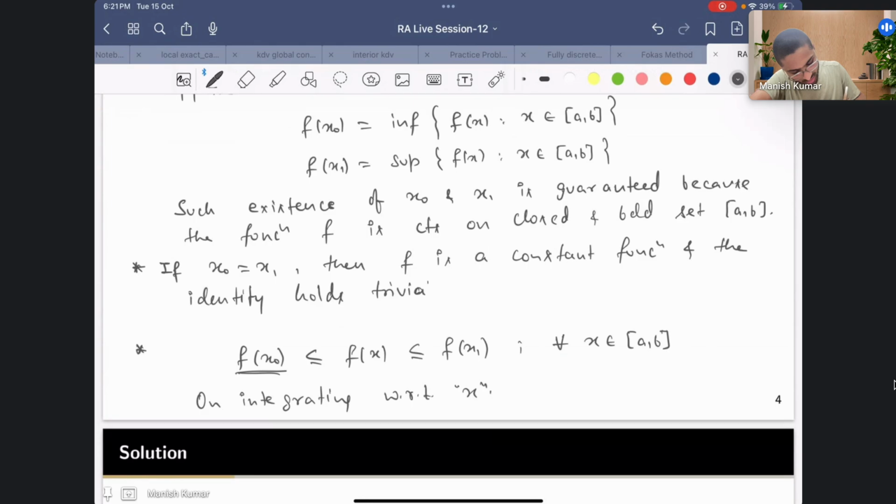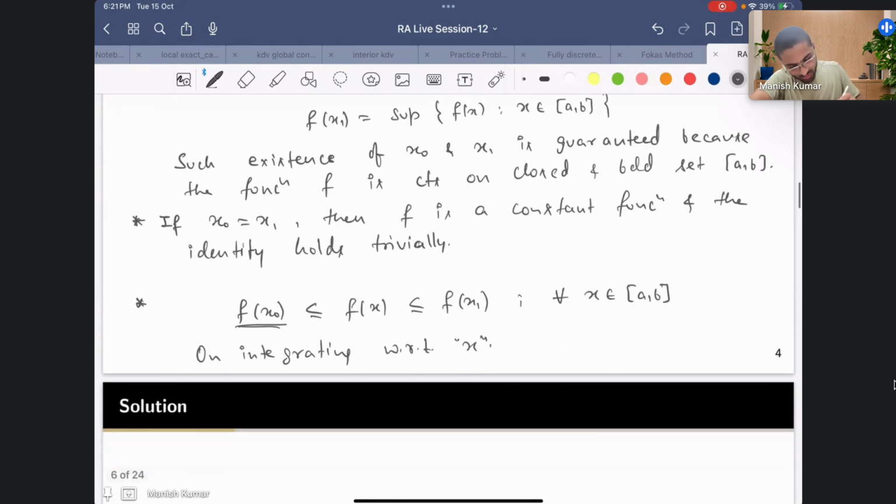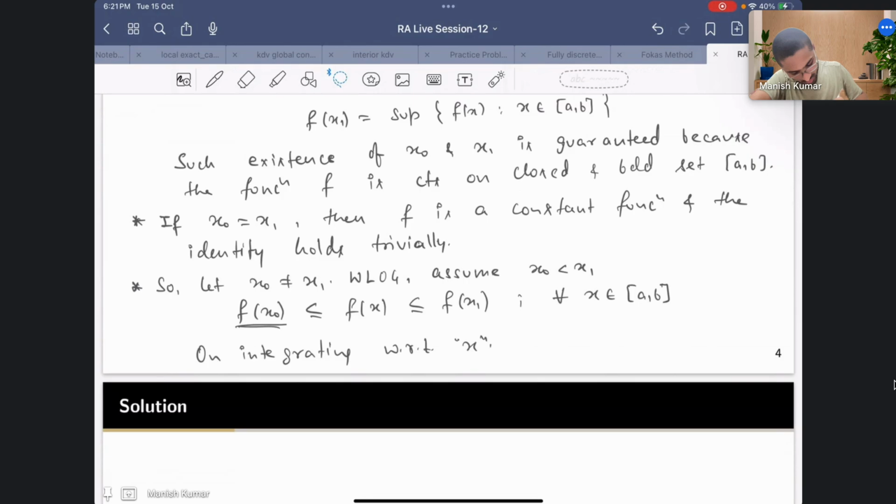Okay, so there is nothing to prove here. So therefore we will assume x0 is not equal to x1. Okay, and without loss of generality, let's assume that x0 is less than x1.